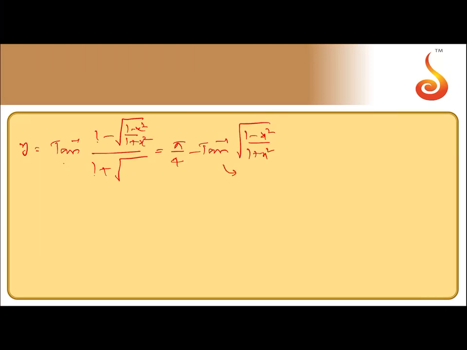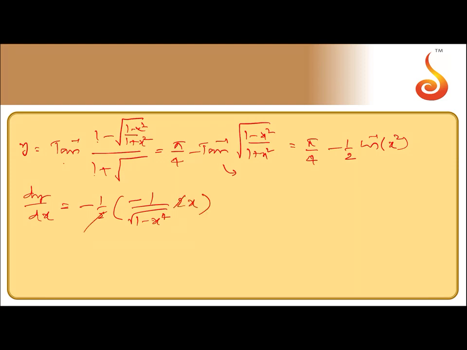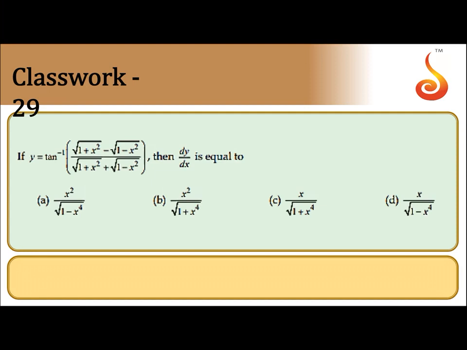But this is half cos inverse x formula. Using that, this can be written as half of cos inverse of x square. So the derivative of this function is minus half into minus 1 divided by root over 1 minus x power 4, into the derivative of x square, which is 2x. So that will be x divided by root over 1 minus x to the power of 4. So the answer is x divided by root of 1 minus x power 4.